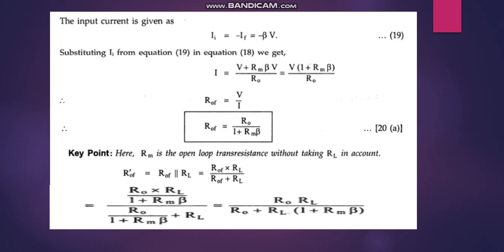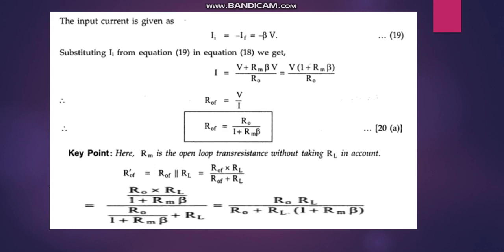So here in the above equation I equal to V, so V by I we have to write. So R naught divided by 1 plus Rm into beta. So this also is in the division. So the output resistance with feedback is less when compared to the output resistance without feedback, by a factor of 1 plus beta into Rm.